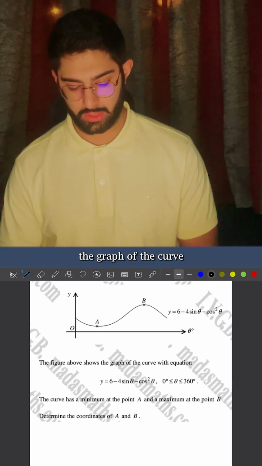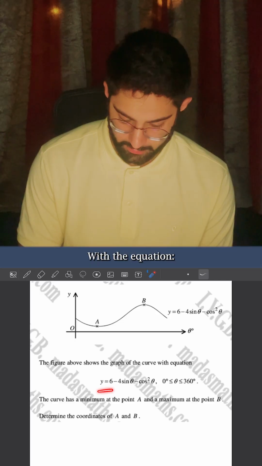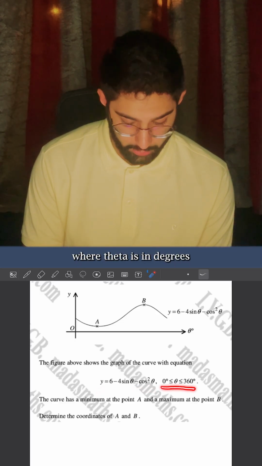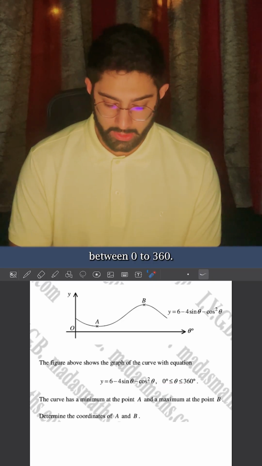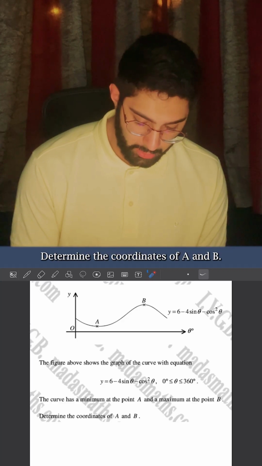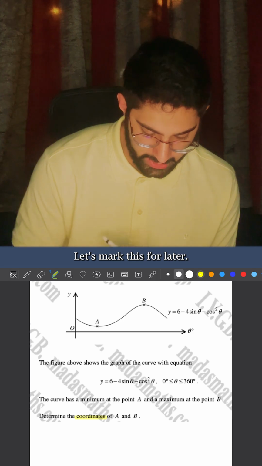The figure above shows the graph of the curve with the equation y equals 6 minus 4 sine theta minus cosine squared theta, where theta is in degrees between 0 to 360. The curve has a minimum at point A and a maximum at point B. Determine the coordinates of A and B. Let's mark this for later.